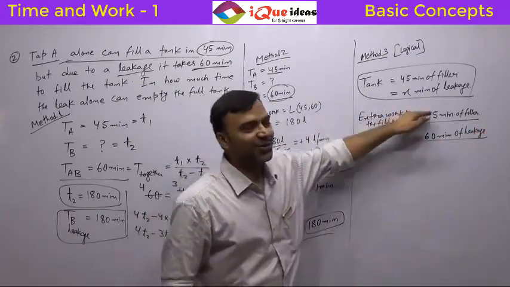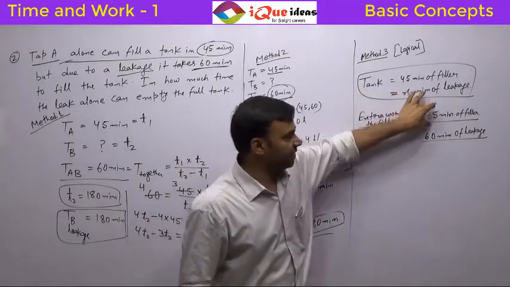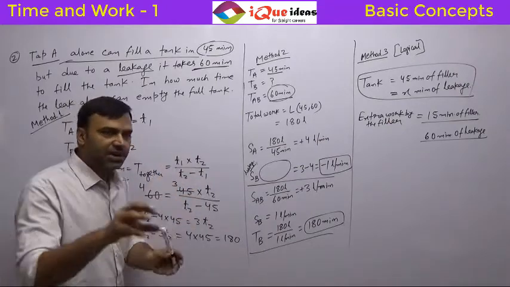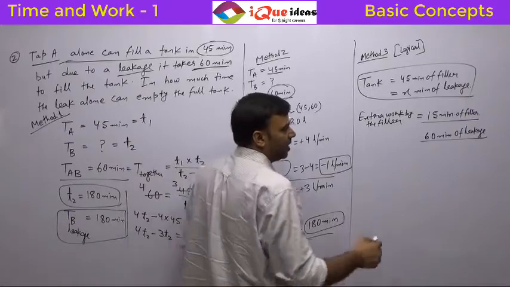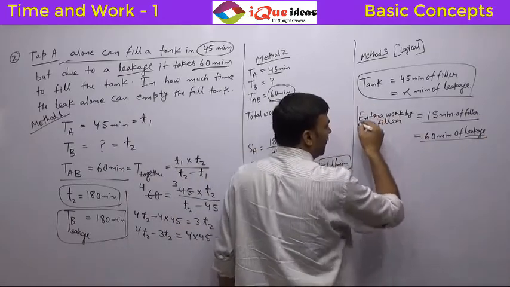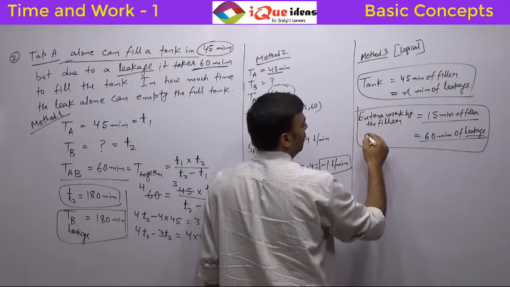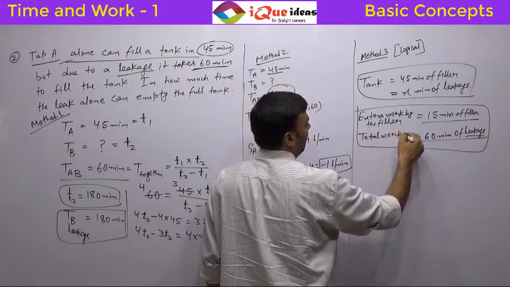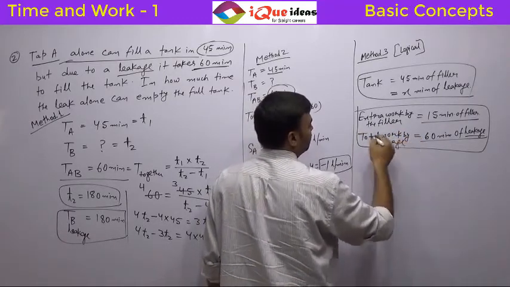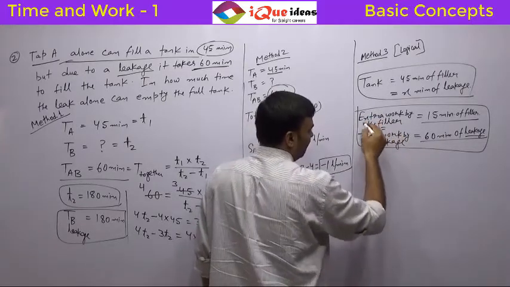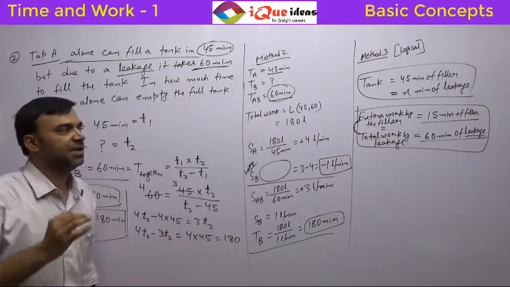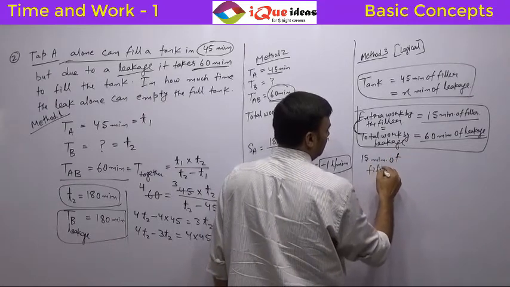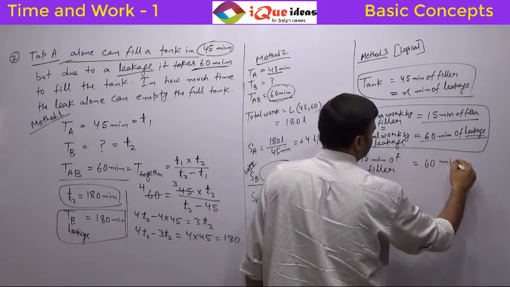Now comes the biggest thing. What is the relation between these two? Whatever extra work is done by the filler, which is 15 minutes of filler, why did it do the extra work in the first place? It did the extra work because the leakage took out some water from it. Right? And how much was taken out by the leakage? It was 60 minutes. So the extra work done by the filler is equal to the total work done by the leakage. Try and understand this. You can directly memorize that the extra work done by the filler and the total work done by the leakage must be equal. Okay, so I'll straight away write: 15 minutes of filler are equal to 60 minutes of leakage.